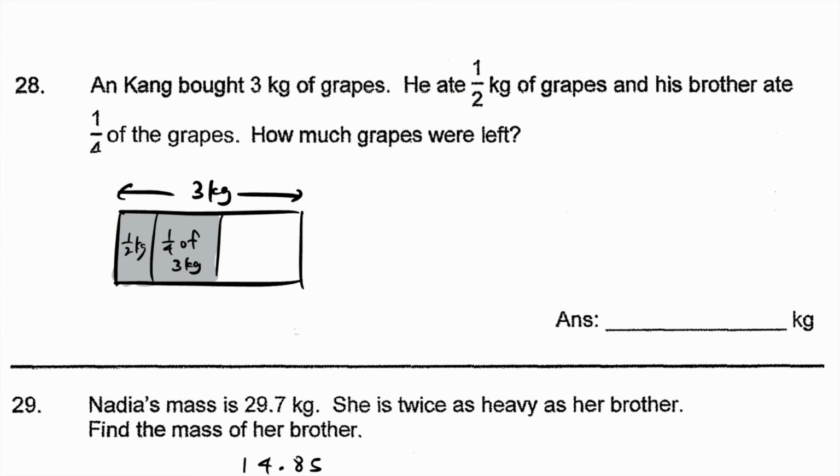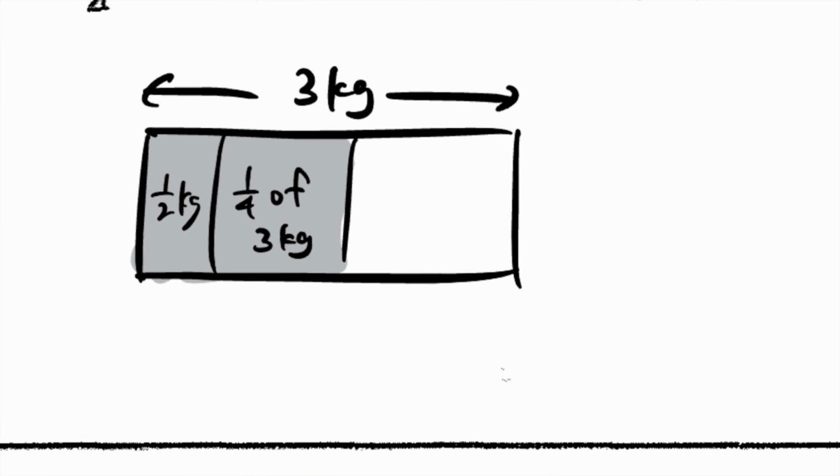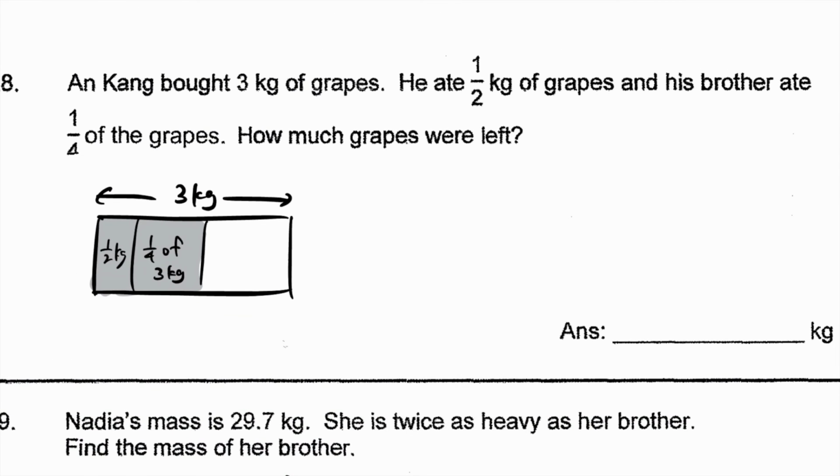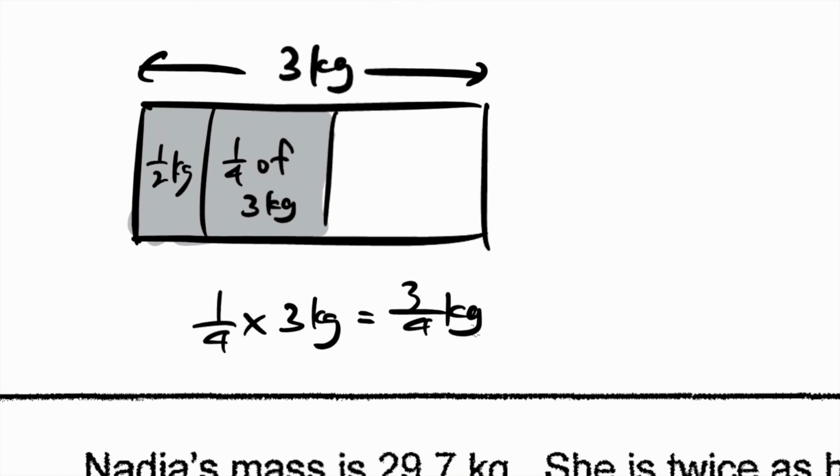Now to aid understanding, I'm going to use a model. Look at this. A total of 3 kg at first, yes. Half actual kilograms gone, so that's a subtraction. But this is a quarter of 3 kilograms. Now, please do not subtract a quarter, because that's not a quarter kilograms. So let's find out first what 1/4 of 3 actually is. It is actually 3/4 of a kilogram.